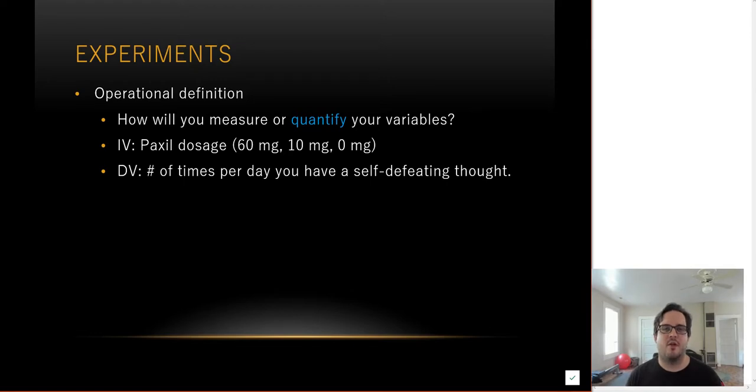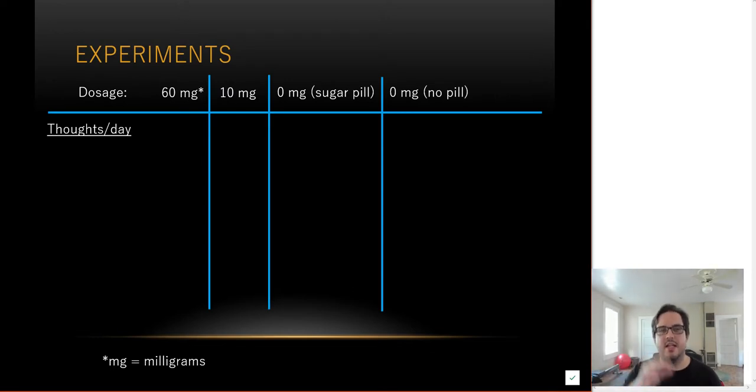Then the dependent variable, how are we going to operationalize depression? How do we measure whether someone suffers from major depressive disorder or not? Well, again, if one of the symptoms is you have these self-defeating thoughts, you think that you're unable to do certain things, and therefore it prevents you from doing them in the first place. We can measure that. We could ask people, perhaps in a diary, to report the number of times per day that you have a self-defeating thought. Reasonable.